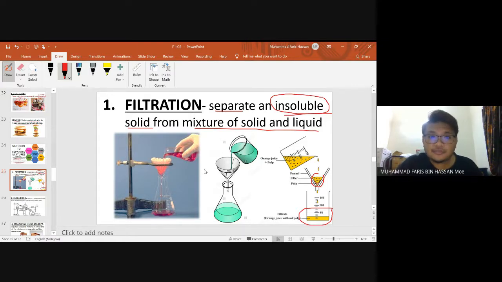This kind of filtration method can be done in the laboratory by using a retort stand with clamp. This is a clamp, and then the retort stand, and this is a conical flask. This is a filter funnel, and this is filter paper.